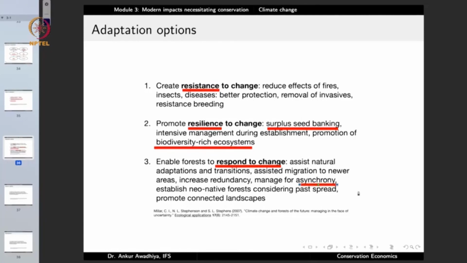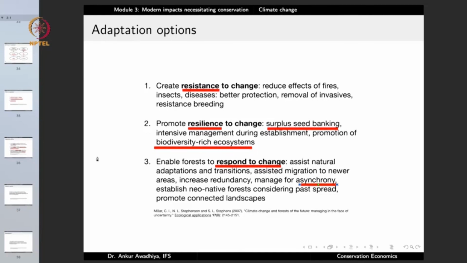So when you are expecting that your flowers will not be pollinated because there is a change in the timing of flowers and the insects, can you manage for that? Can you bring in, say, an insect species from some other area that will be able to pollinate your plants at this particular point in time? Or you can try to look at the past spread of different forests and try to establish them now. Or you can try to promote connected landscapes so that the animals are able to move to other areas. So in this case, you are enabling the forest or the ecosystem to respond to changes.